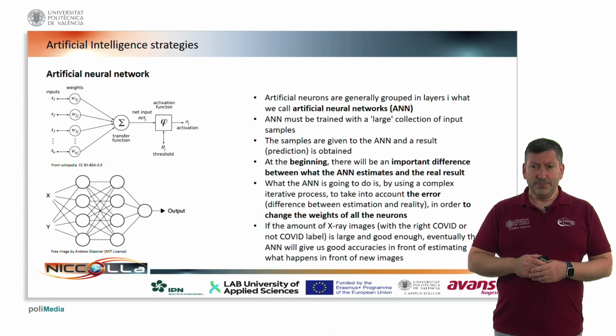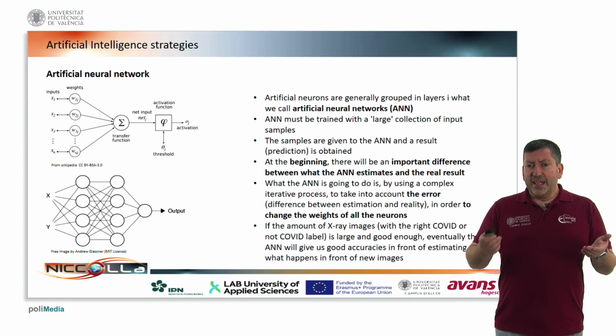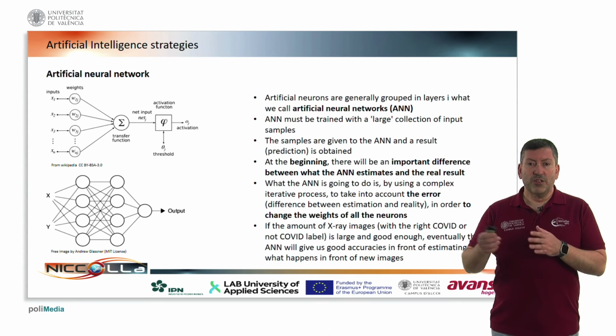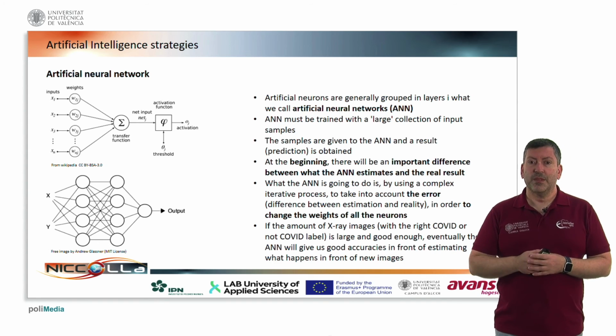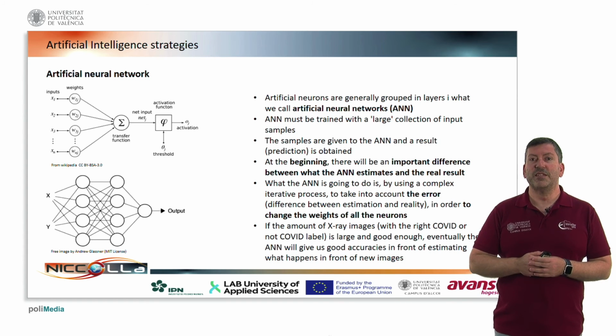So again, if the amount of X-ray images with the right COVID or not COVID label is large and good enough, eventually the artificial neural network will give us good accuracies in estimating what happens in front of a new image.